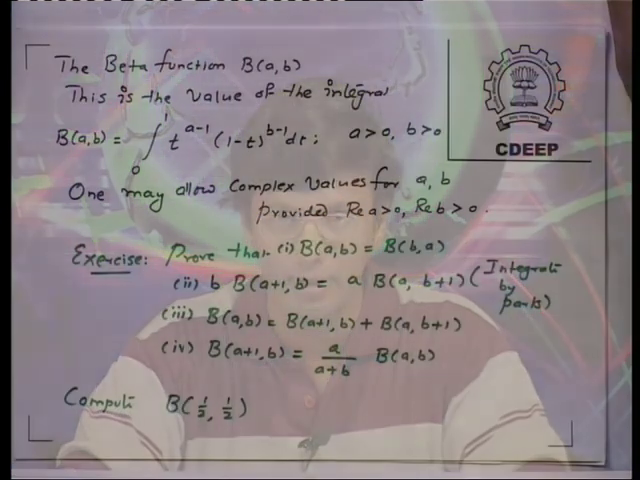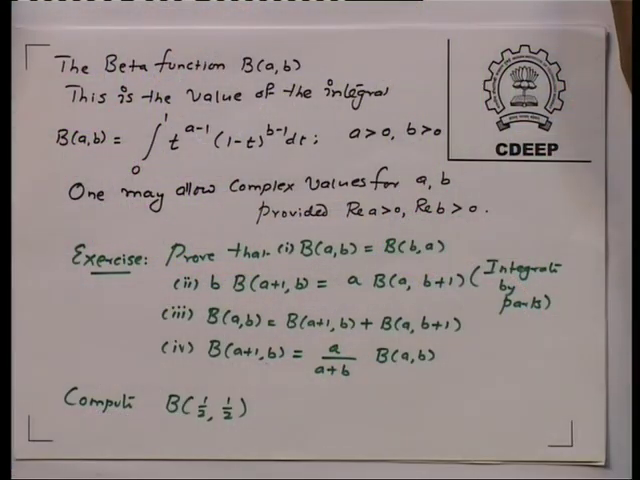So, this is the value of the beta function: the integral from 0 to 1 of t to the power a minus 1, times 1 minus t to the power b minus 1, dt, with a positive and b positive. Please quickly write down these 4 exercises.